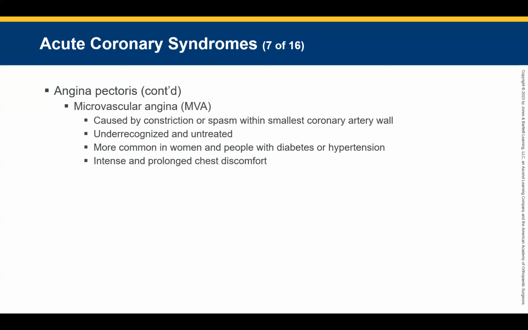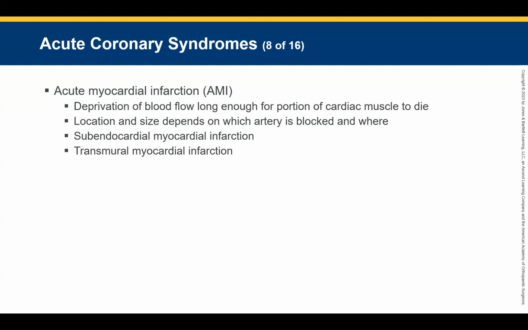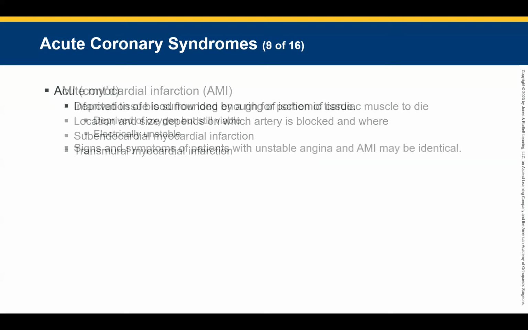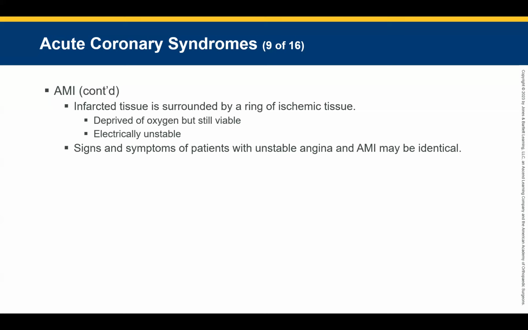Microvascular angina. That's just a small artery constricted, so we're not going to worry about that. Acute myocardial infarction, that's the big name for a heart attack, right? Deprivation of blood flow long enough for portions of the cardiac muscle to die. You need to know that word, okay? Infarcted tissue is surrounded by a ream of ischemic tissue. That ischemic tissue, lack of oxygen, is electrically unstable, meaning the electricity tries to go around it, and we get the electrical changes.